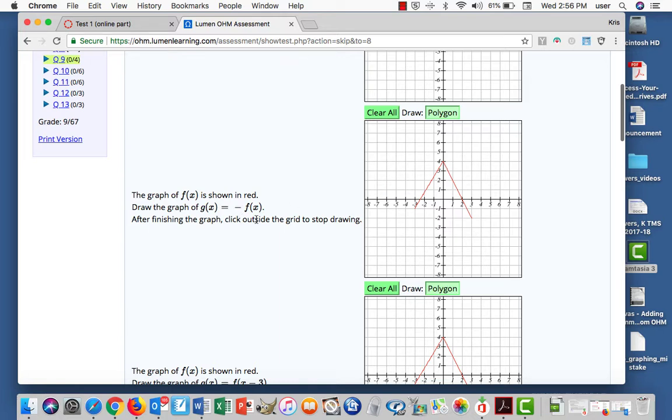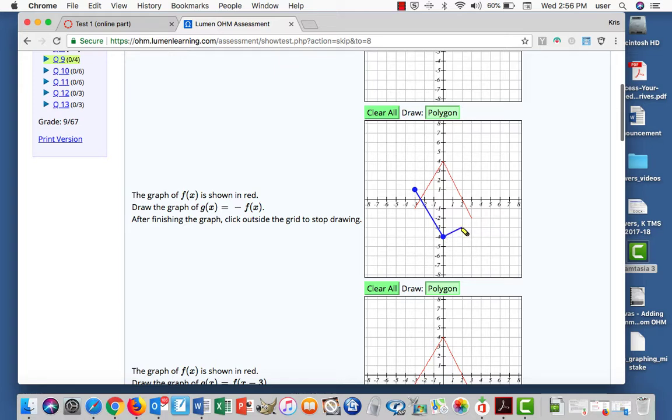When you negate a function, that means you're negating y, because f of x is interchangeable with y. So this is saying the opposite of y. So if y is -1, the opposite of that is +1. So I'm going to click on that point. And then the next point, the vertex there, where the segments come together, is at y equals 4. So that needs to be at -4.